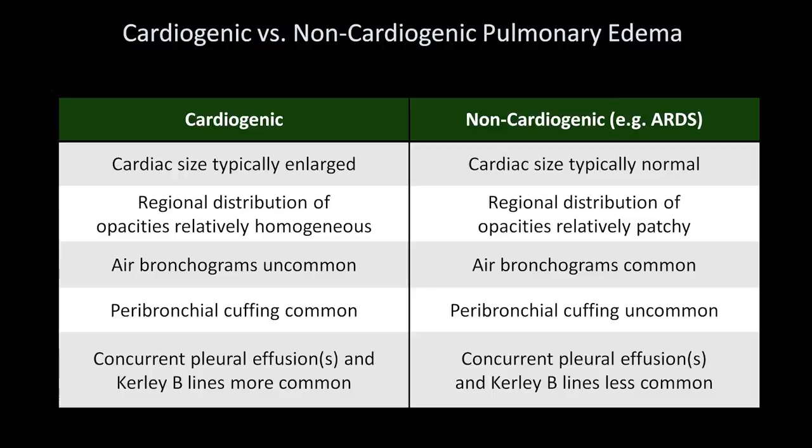Although not listed explicitly in this chart, a batwing pattern to the opacities is most consistent with cardiogenic edema, though it may be seen with some specific etiologies of non-cardiogenic edema, as listed on the previous slide.